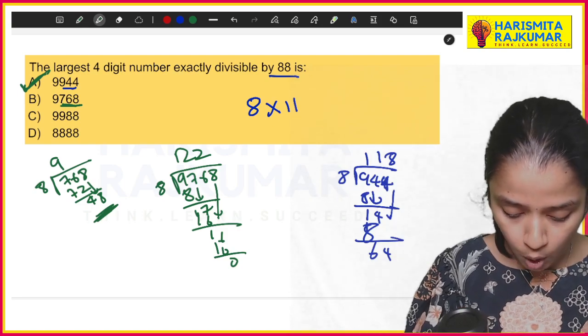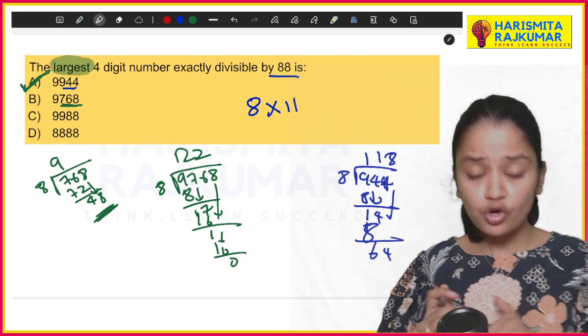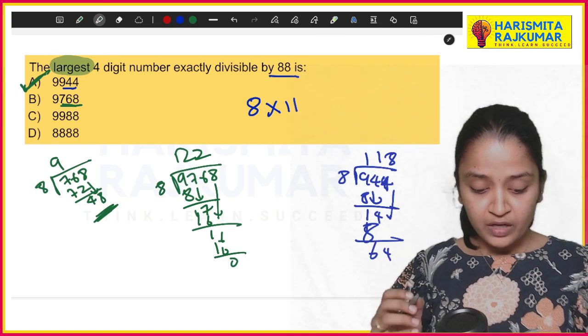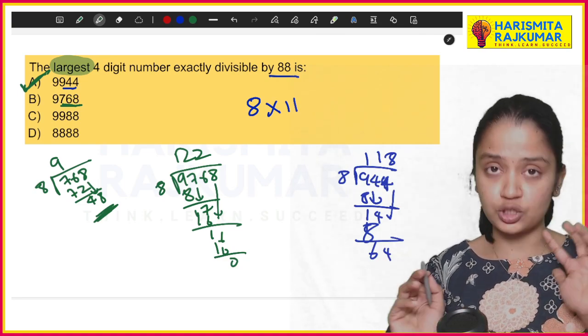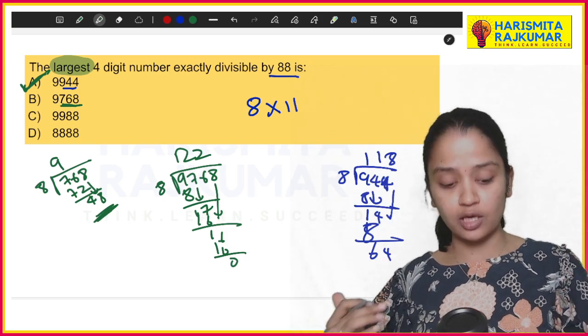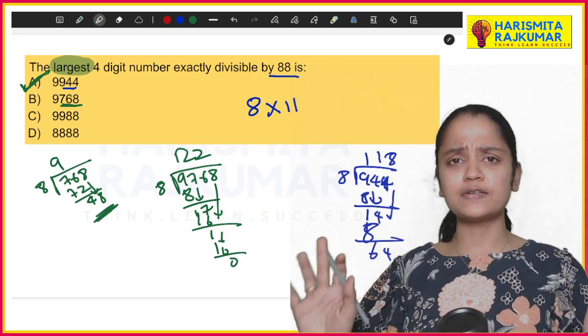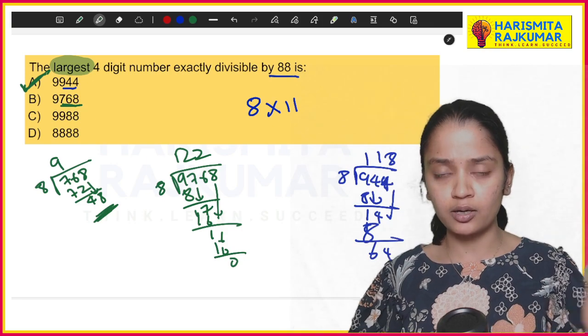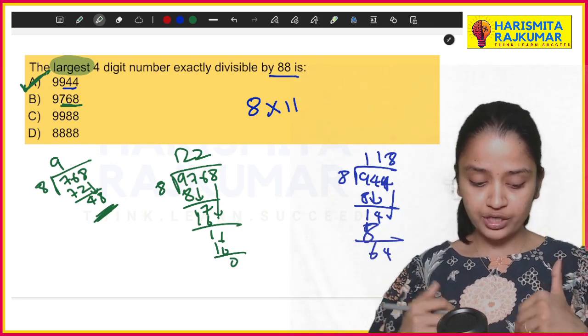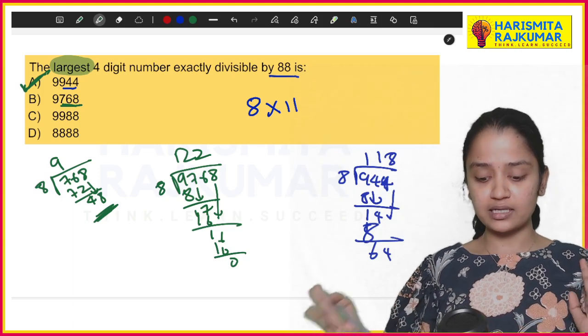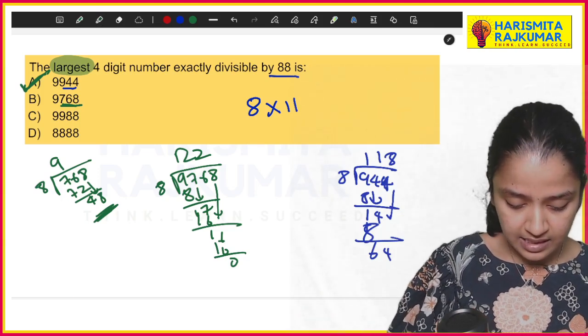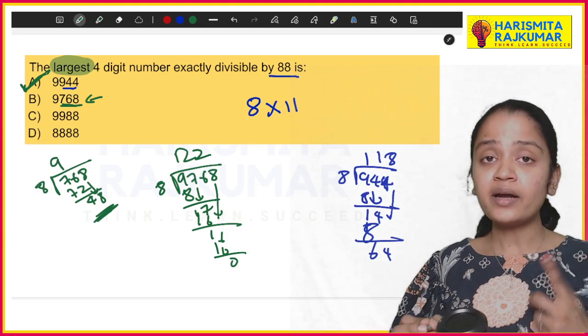But in the question, what did they ask? They have asked for the largest 4-digit number. So the largest 4-digit number here is your A only. So your answer is A. Though all the remaining ones are divisible by other things, that is not an issue. You have to check for the largest 4-digit number that is divisible by 88. Even this is divisible by 88, but it is not the largest.